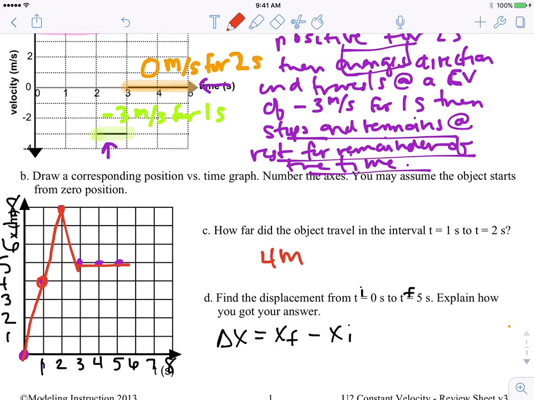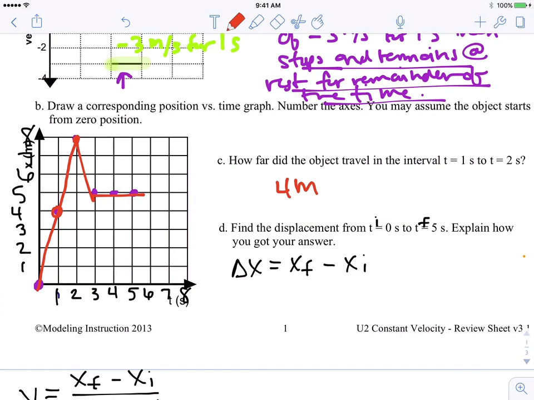To find displacement, it's just delta x, which is x final minus x initial. So match up the position of x initial, which is t equals 0 seconds. What is your position at t equals 0 seconds? Well, it's 0. So our initial is 0 meters. And our final, what is our position at 5 seconds? It's 5. So what's our displacement between 0 seconds and 5 seconds? 5 minus 0, 5 meters.